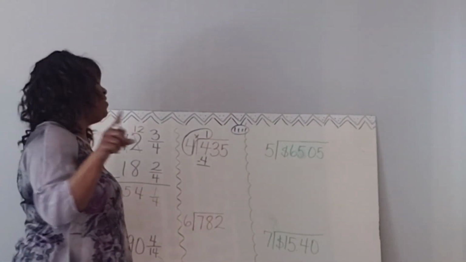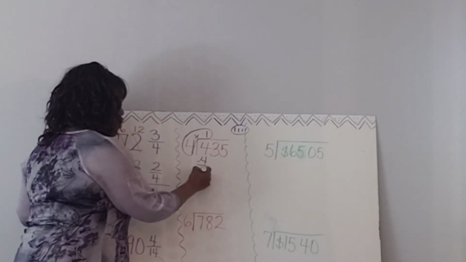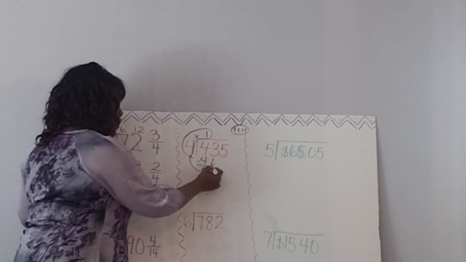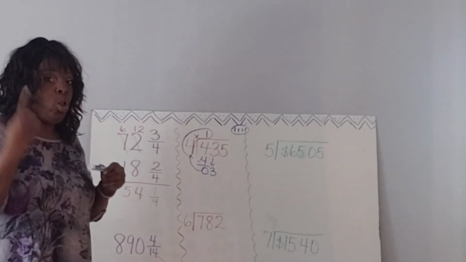Okay, make sure you were saying it. You subtract, you bring that answer down, and then you compare. After we compare, we bring down. Once we bring down, we have to divide all over again.